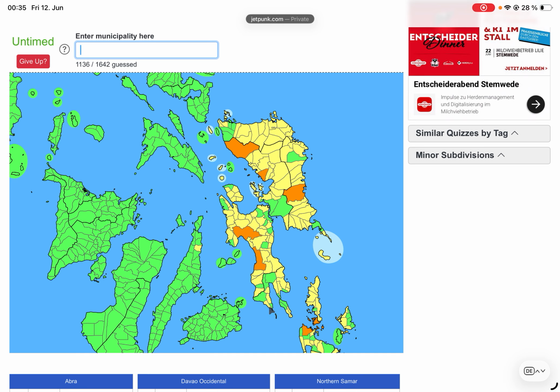So here in the south we have Macrohon, we have Malitbog, we have Thomas Opus, Saint Bernard, we have Libagon, Silago, Hinonangan, Anahawan, Hinondayan, and these two here should be Pintuyan and San Ricardo. Alright, that's it for southern Leyte, and then the main Leyte province.